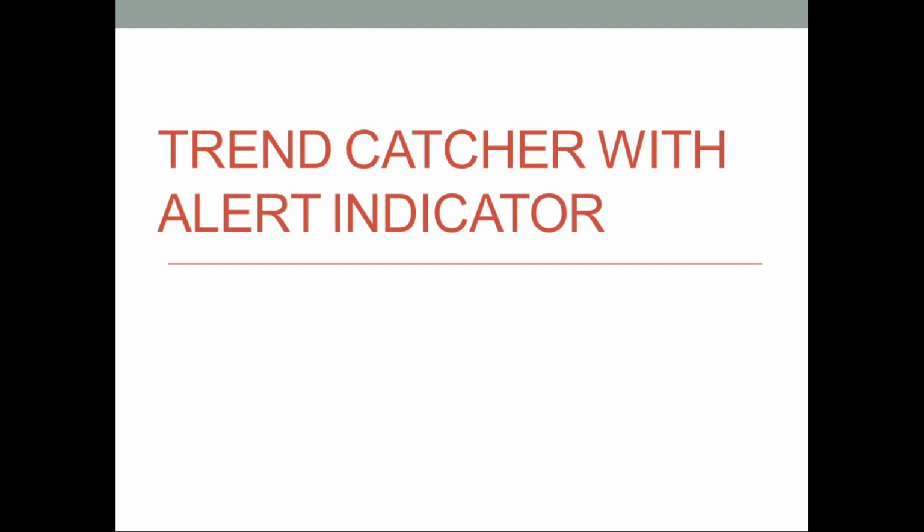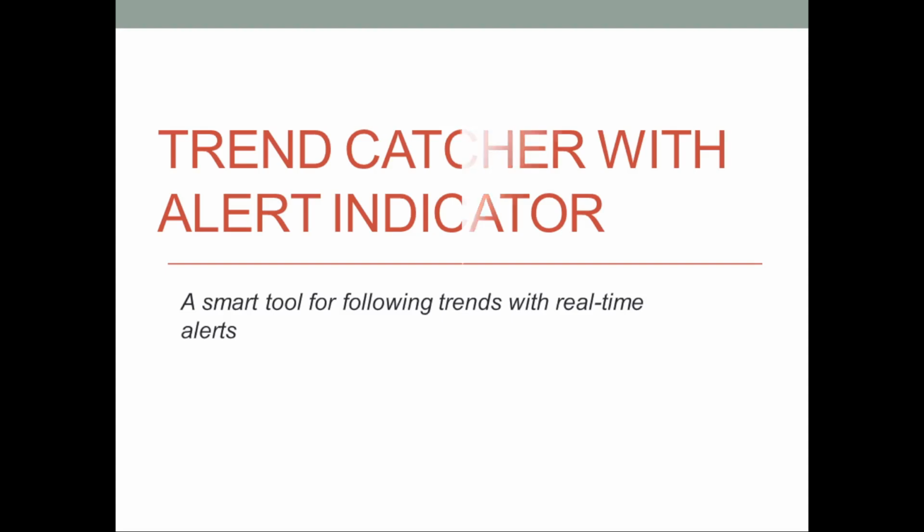So today I want us to discuss an indicator that is found at the MQL5 markets. This is an indicator that you can download for free from the MQL5 or the MetaTrader markets. The name of the indicator is the Trend Catcher with Alert indicator. Basically, this is an indicator that will show you which trend you are in, or if there is a reversal of the current trend that you are trading in.